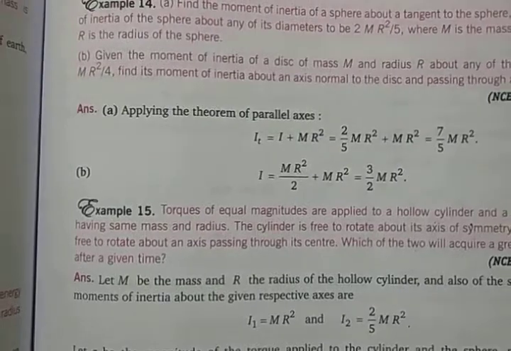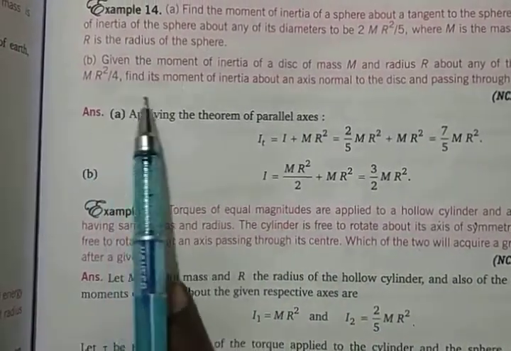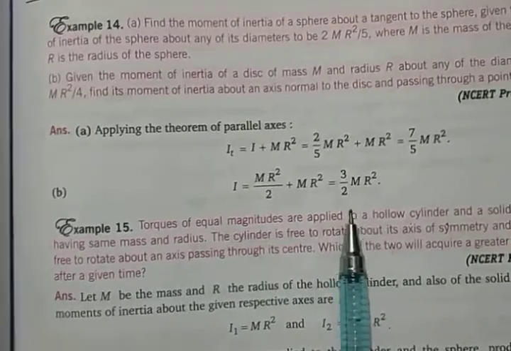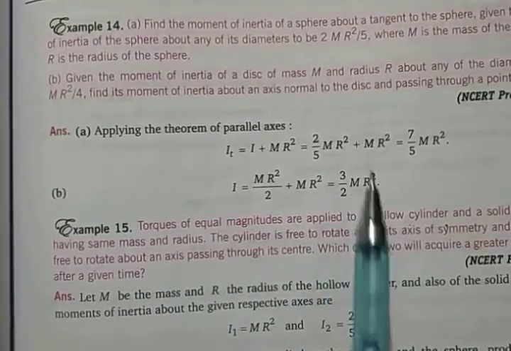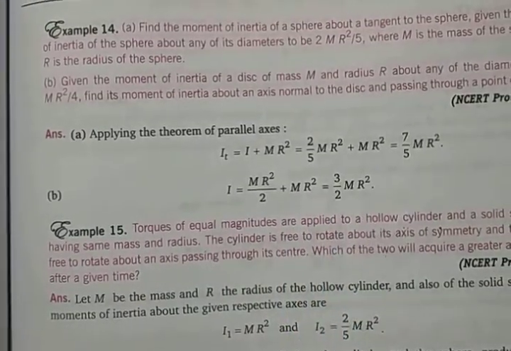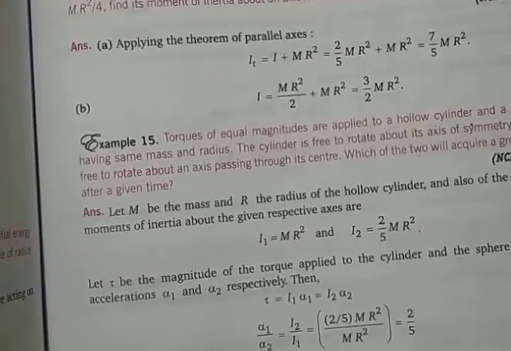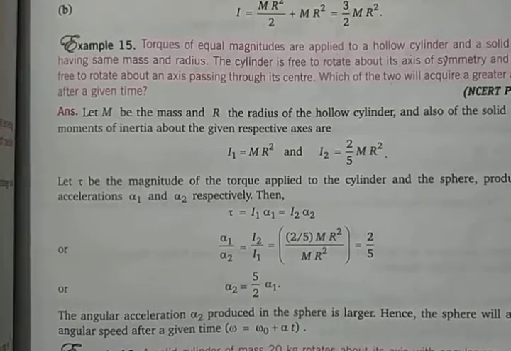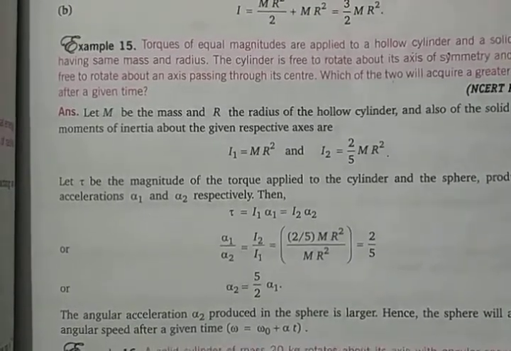These all things we have already finished. 14th is something to do with the moment of inertia. You can take a look at this one. Even if you have not done it, you can just take a look. It's very simple, just a wording question. 15th, yes, we have done it. Tick mark. We have done this one before itself. You found the ratio of the angular acceleration.